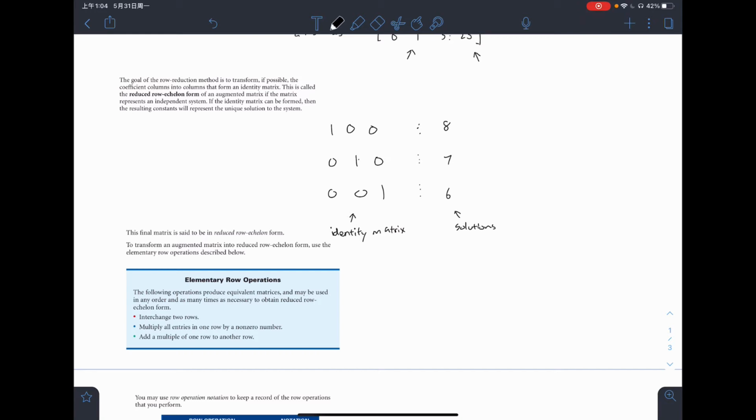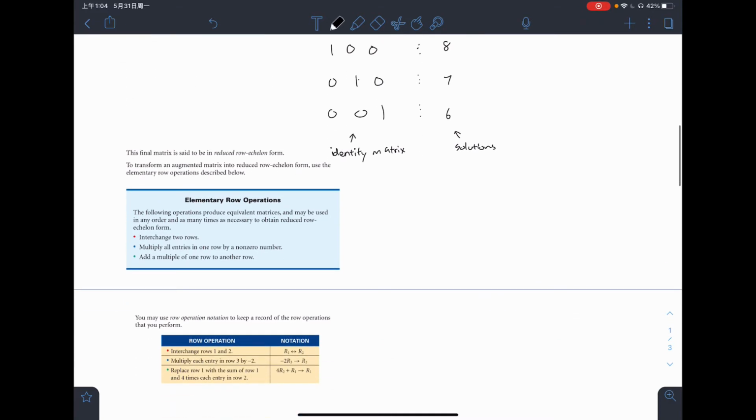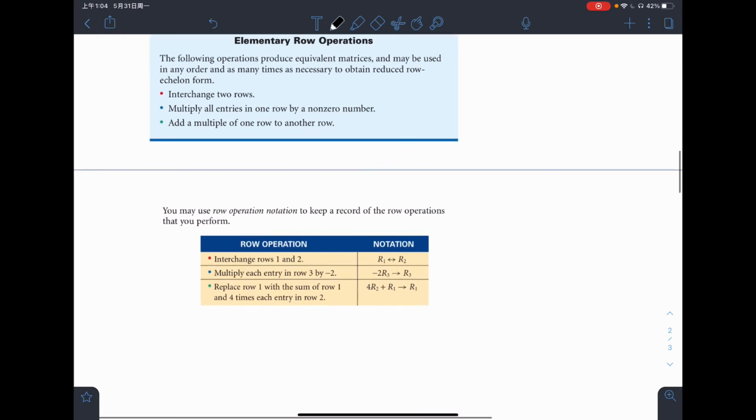To transform an augmented matrix into a reduced row echelon form, use the elementary row operations described below. Interchange two rows, multiply all entries in one row by a non-zero number, and add a multiple of one row to another row. You may also use the row operation notation to help keep a record of the row operations that you perform.